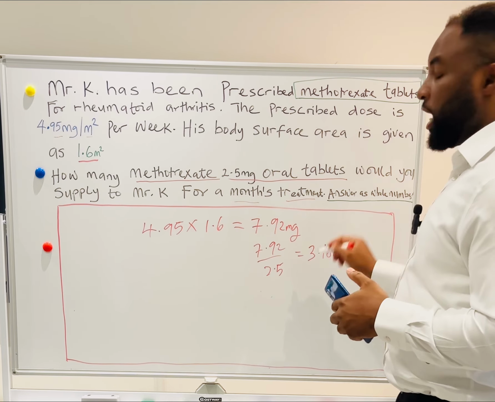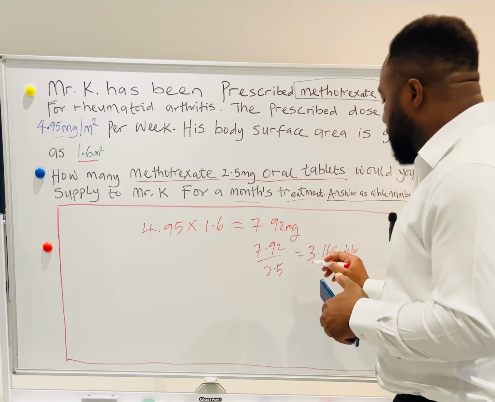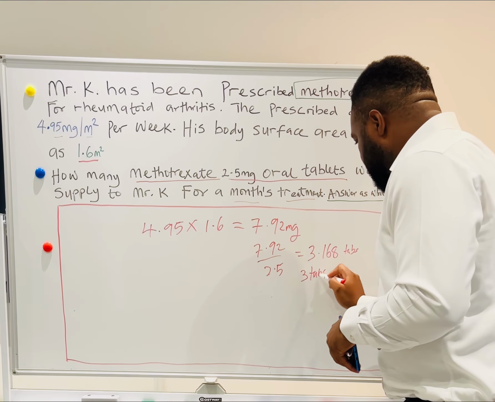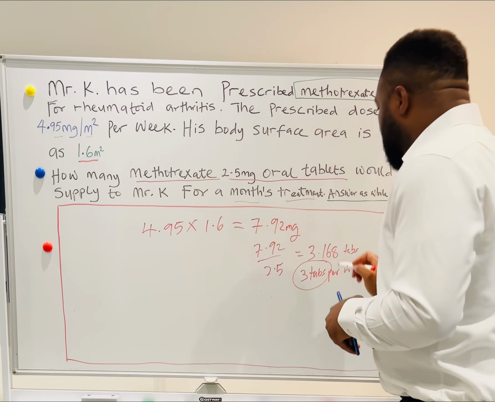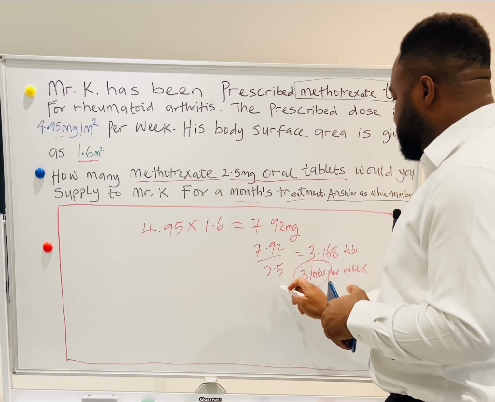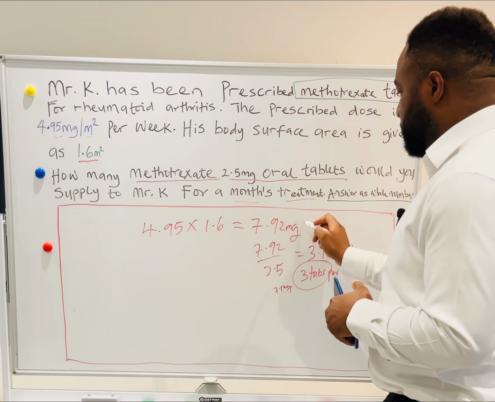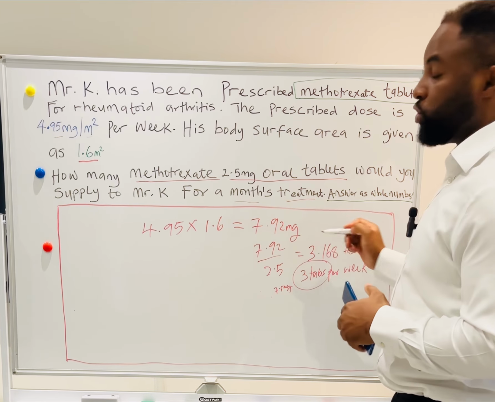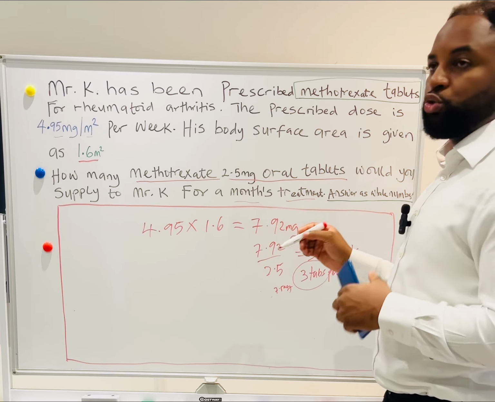However, you're not going to move on with 3.168. You are going to make a decision at this point to give the patient 3 tablets per week. And I'll explain to you why. Why do we have to give 3 tablets per week? So when you multiply 3 by 2.5, you get 7.5 milligram. Okay, so that's not quite up to 7.92 milligram. But think about this. How is your patient going to get that extra 0.42 milligrams on top? It's virtually impossible.